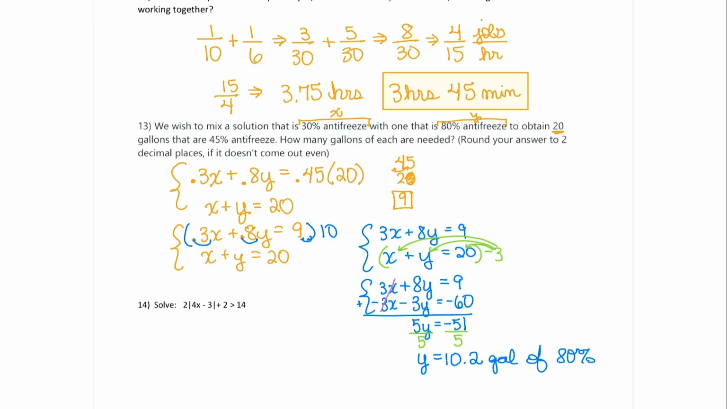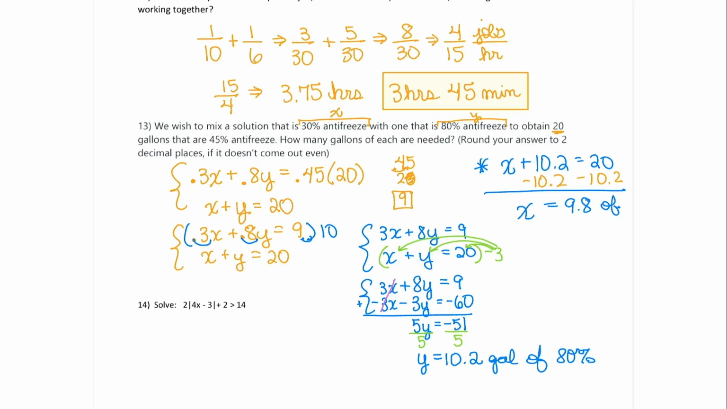Remember that we set up an equation here, x plus y equals 20. So now we can substitute 10.2 right here and get our value for the 30% antifreeze. I'm going to work that up here. So we're going to have x plus 10.2 equals 20. Then we can subtract 10.2 from both sides of the equation, and we're going to get x equals 9.8.